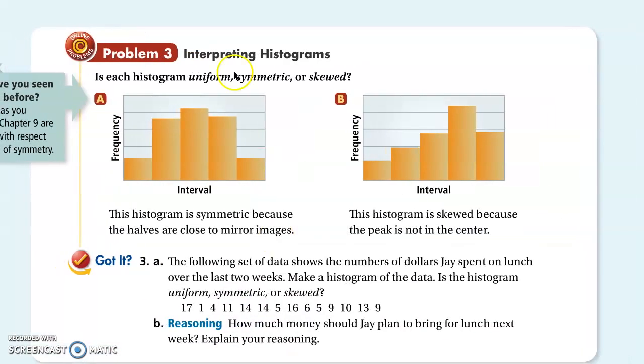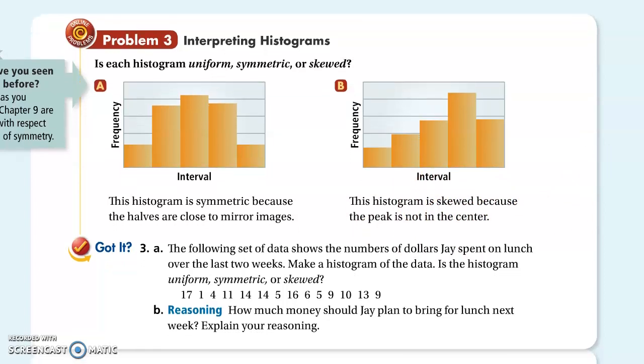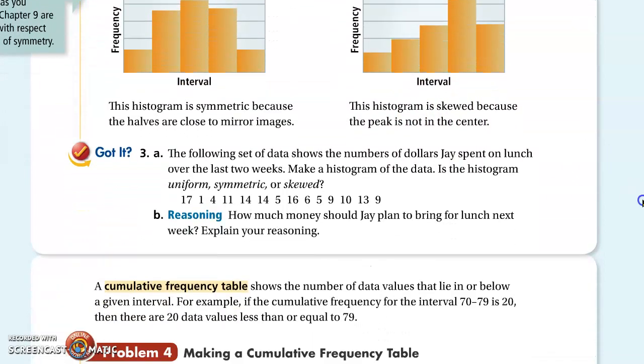So looking at this, how would we classify this as uniform, symmetric, or skewed? Well, it looks like the peak's in the middle and they're almost mirror images of each other, so we would call this symmetric. All right, looking at this one, we can see that the peak is off center. It is definitely not uniform, so we're going to call this skewed because the peak is not in the center. So if asked to make a histogram and then describe the shape, you can use those 3 terms.